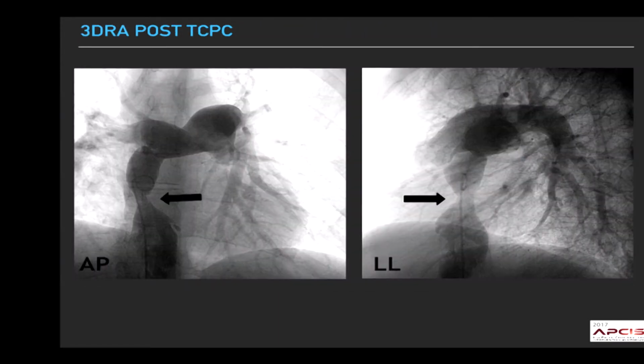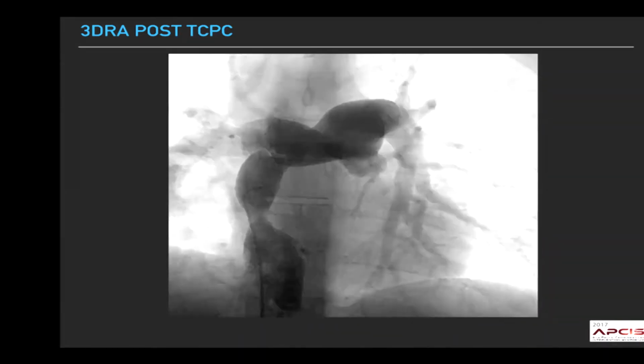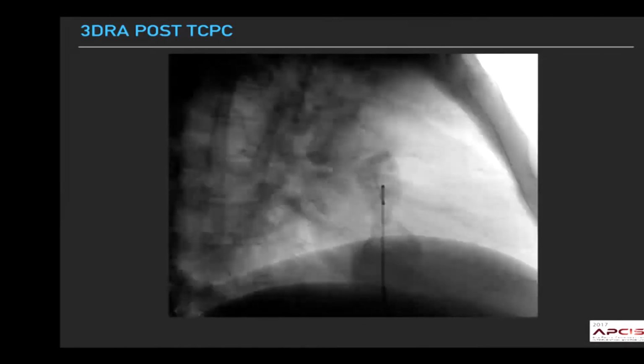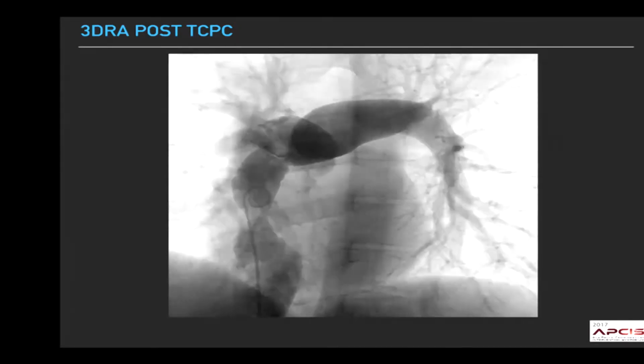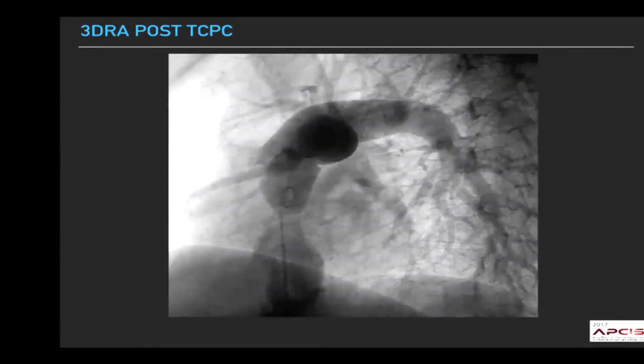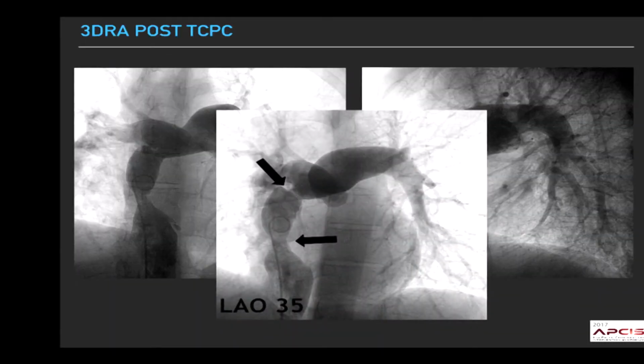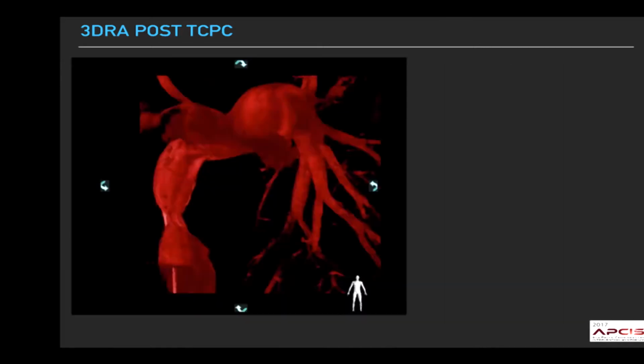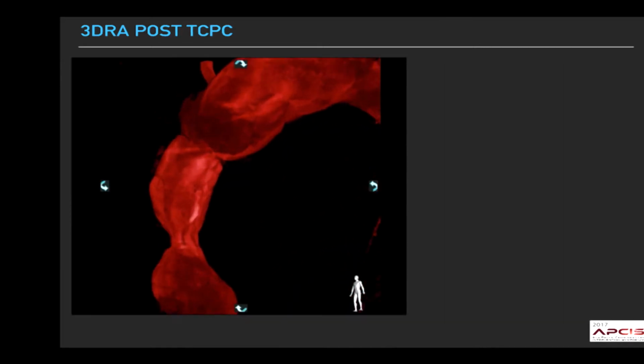Okay, so now heading to patients after TCPC. Here are the typical projections, AP and lateral. So I guess it's clear for everyone that this patient has significant extracardiac conduit stenosis. If we look at rotational angiography, one more thing comes to our attention. Not only the stenosis that I showed you before, but one more, and it's best seen in the LAO 35. So again, frame selection is important.